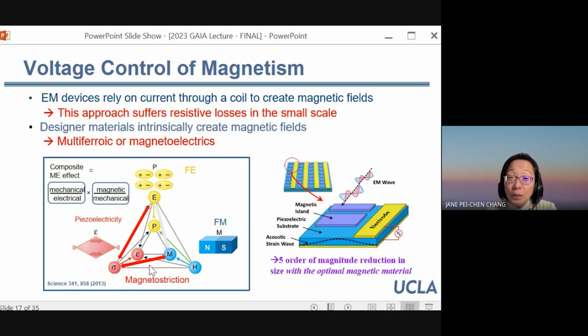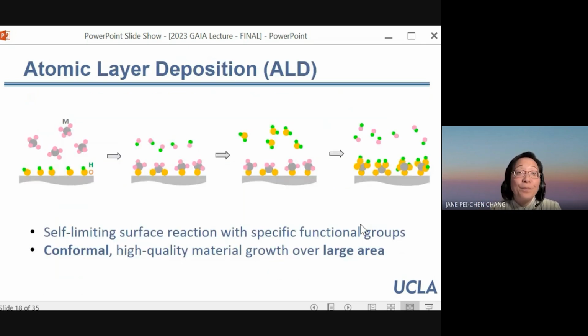If we can do this, we can reduce the wavelengths of the received electromagnetic wave by several orders of magnitude smaller. Then we can make the antenna much smaller than what we have today. So how do we design these materials? One way to do so is to look at how we can use atomic layer deposition process to enable the synthesis of some of these materials.